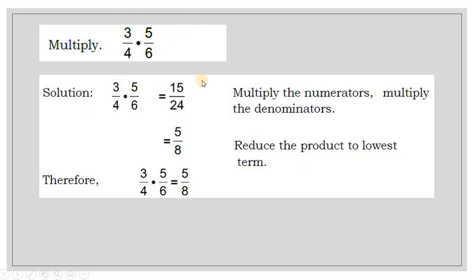So, 3 times 5 is 15. And then 4 times 6 is 24. Ayan. So, now we can reduce this product to lowest term. What is the GCF of 15 and 24? That is 3, diba? So, let's divide them by 3. So, we will have 5 over 8. Therefore, the final answer is 5/8. Okay, so 3/4 times 5/6 is equal to 5/8.